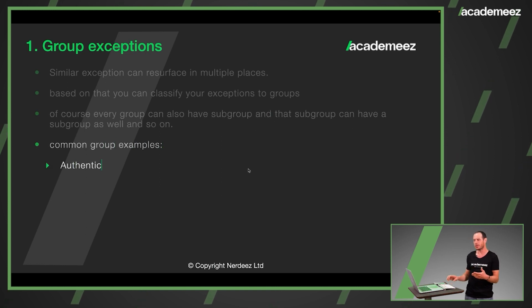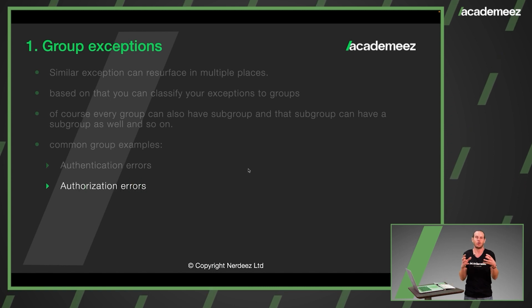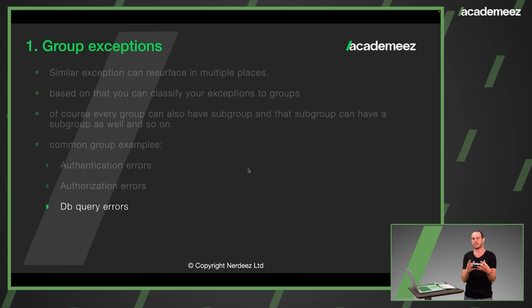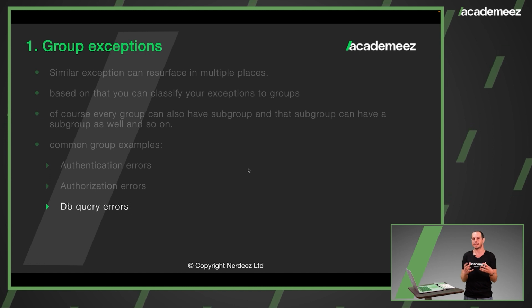So for example, common groups that we talked about, you might think that all your authentication errors resemble each other, and you have them repeating in many places in your app. So you might have authentication error, and you might set that as a group. I have a group in my app for authentication errors. I have a group of exceptions that relates to authorization errors. I might have a group of exceptions in my app that relates to database query exceptions. And based on that, I'm starting to set groups of my exceptions.